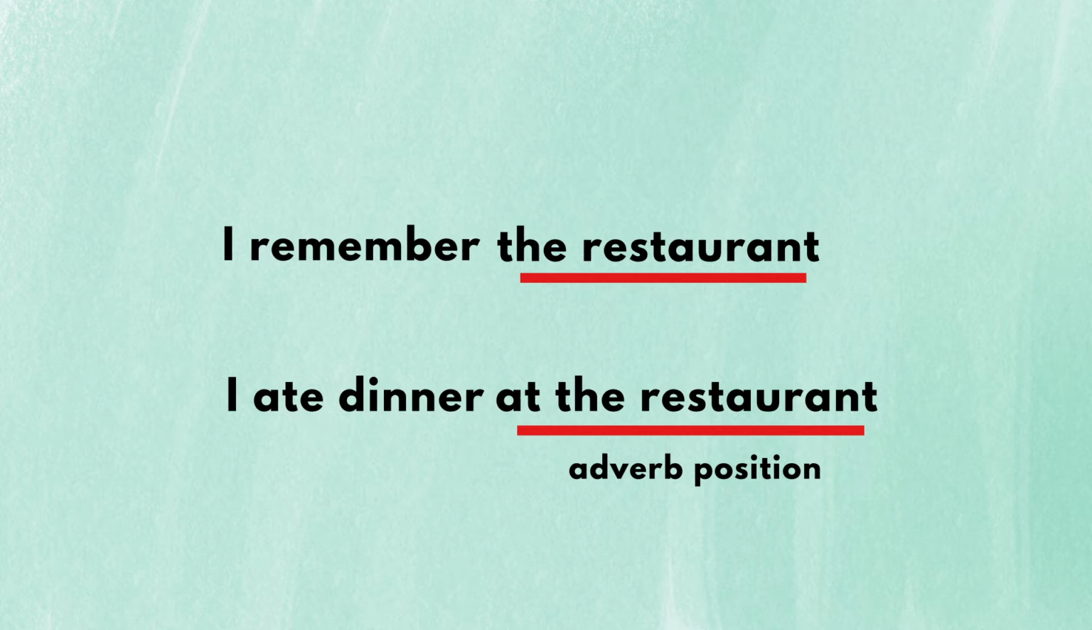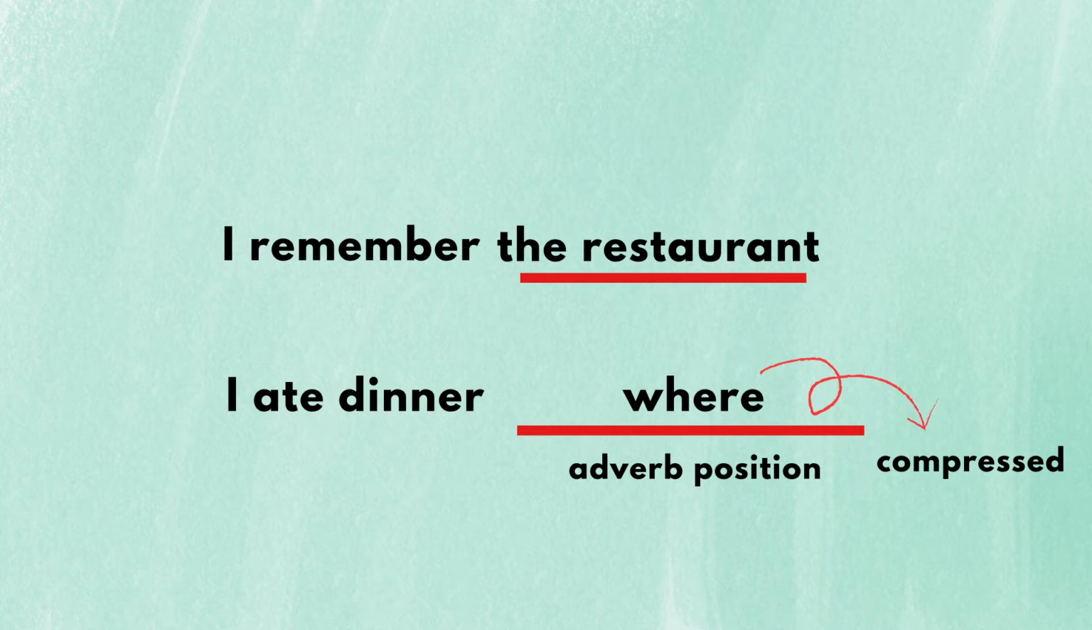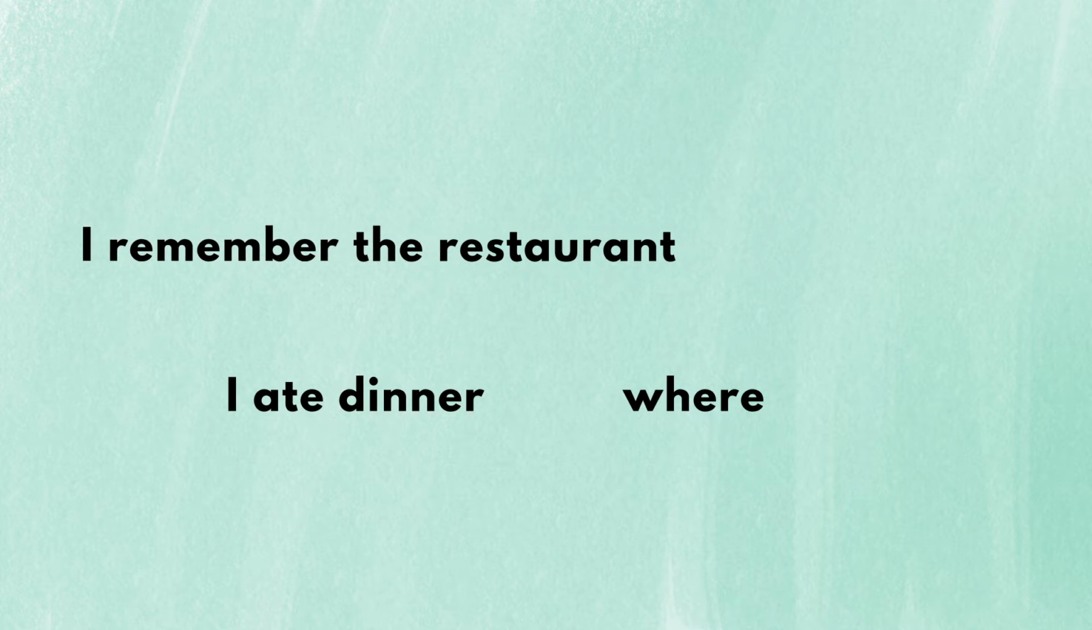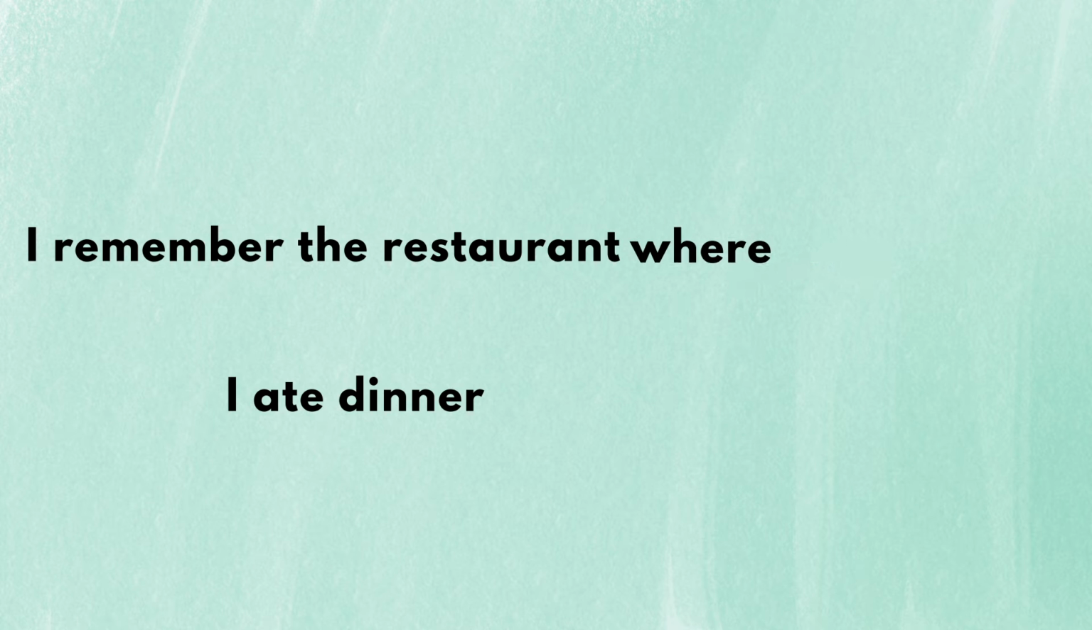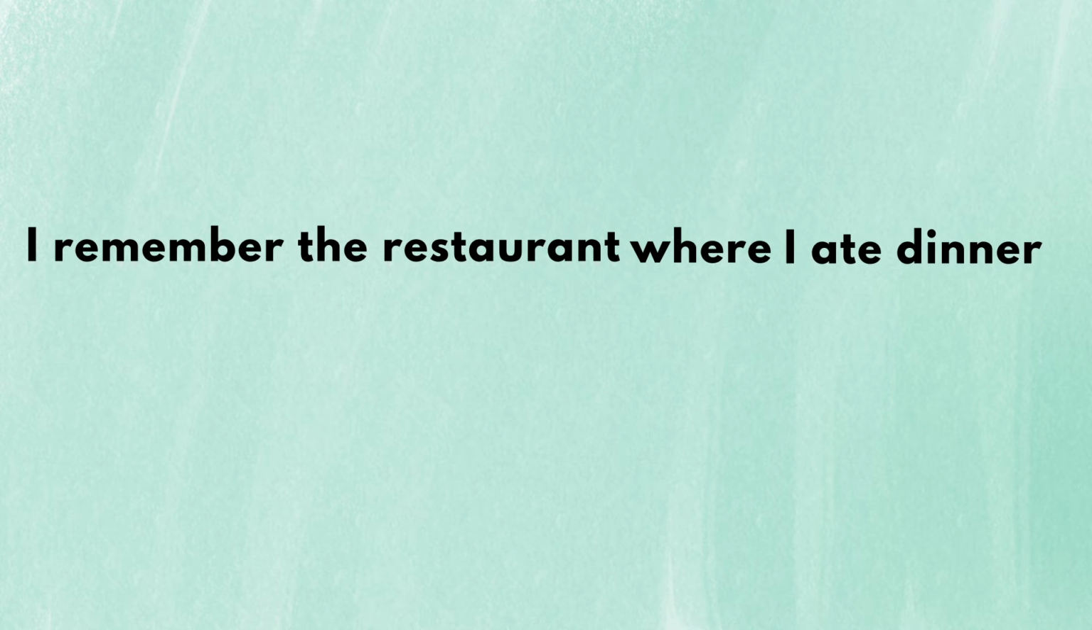First, you change the adverb in the second sentence into a relative adverb. Relative adverbs are words that tell people that the sentence is compressed. Secondly, put the relative adverb right after the common information in the first sentence. Lastly, move the rest of the second sentence to right after the relative adverb and you're done.